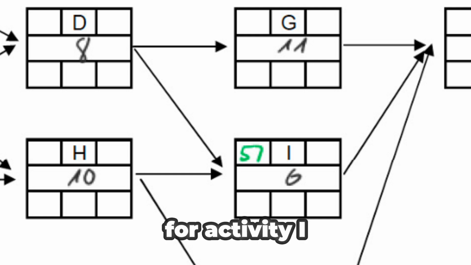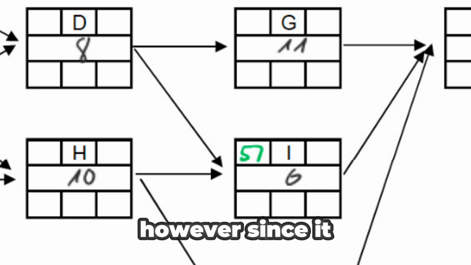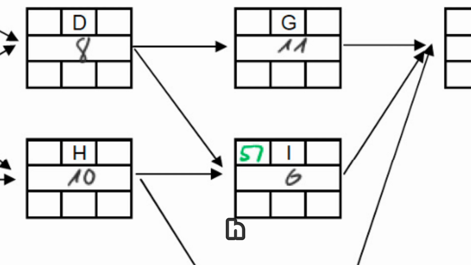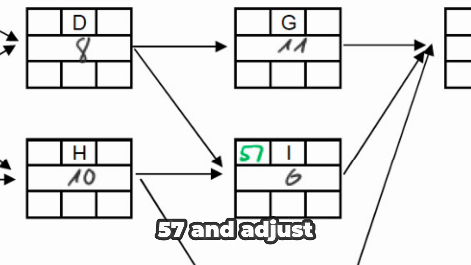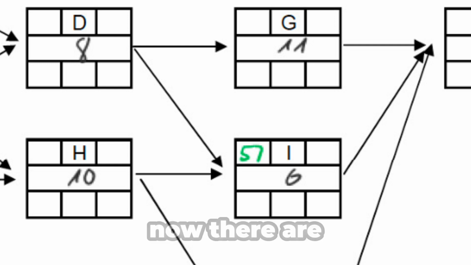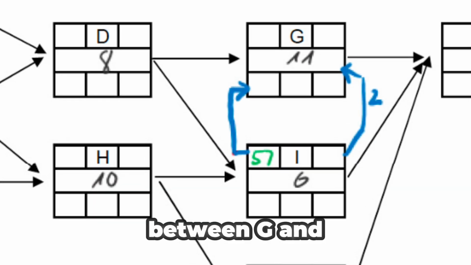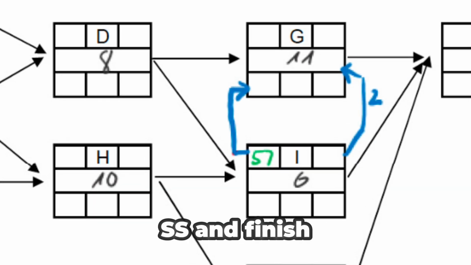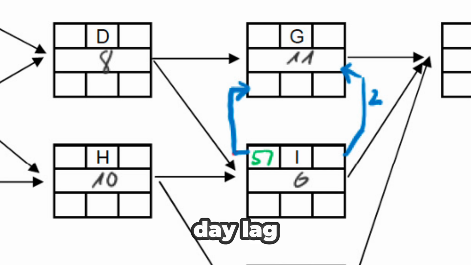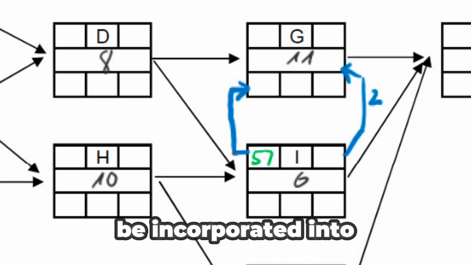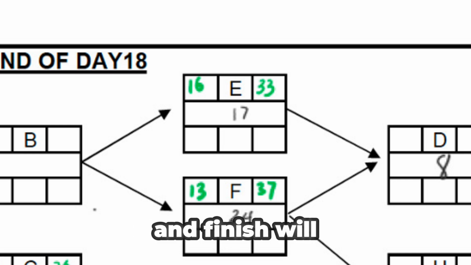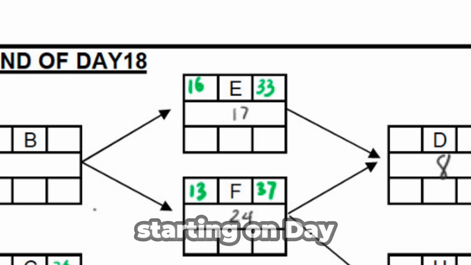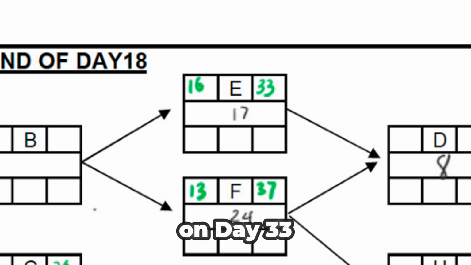For Activity I, the updated start is day 57. However, since it also depends on activities D and H, whose finishes we don't know yet, we'll temporarily set its start at 57 and adjust it later if needed. Now, there are 2 new dependencies between G and I, start-to-start, SS, and finish-to-finish, FF, with a 2-day lag. These need to be incorporated into the network. Activity E remains unchanged, meaning its start and finish will be the same as in the original schedule, starting on day 16 and finishing on day 33.